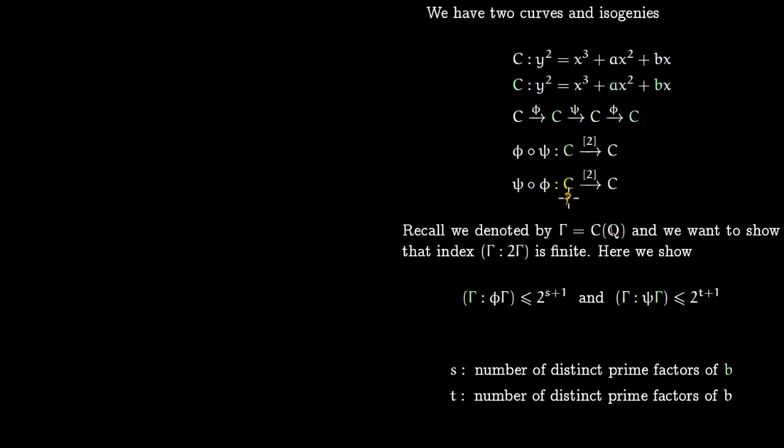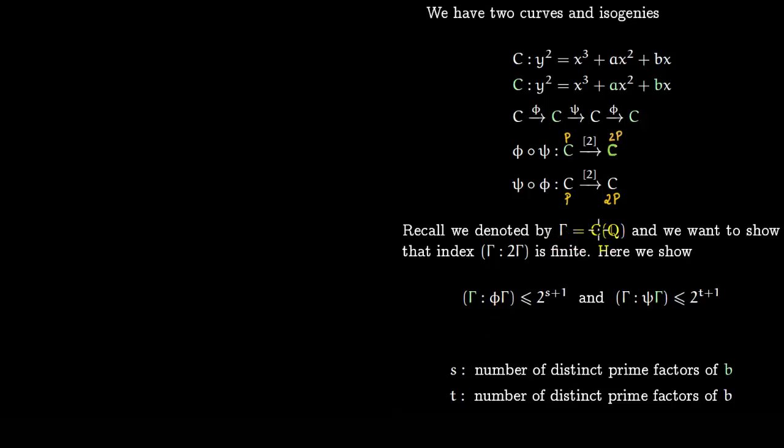So you take a point here, then you apply phi, you land in the green curve, then you apply psi, you again land in the white curve, but the isogeny we constructed gave us that P became 2P. Similarly, if you start at the green curve, take a point in the green curve, first you apply psi, you land up in the white curve, then you apply phi, you again land up in the green curve. This is also multiplication by 2. You take a point, this also gets doubled, so this is also 2P. So here you're going from green to green, here you're going from white to white.